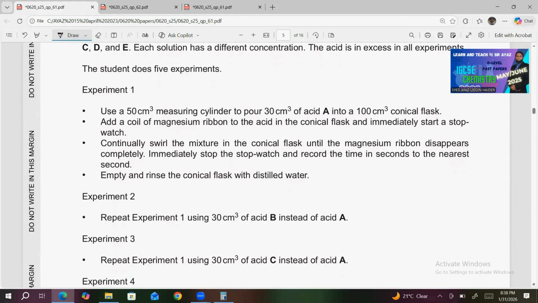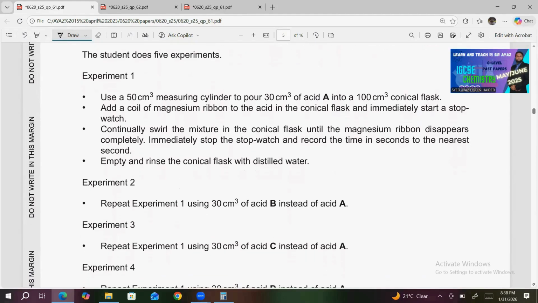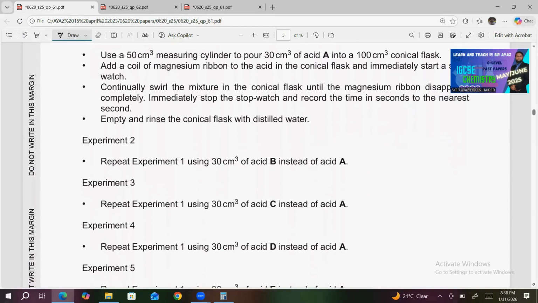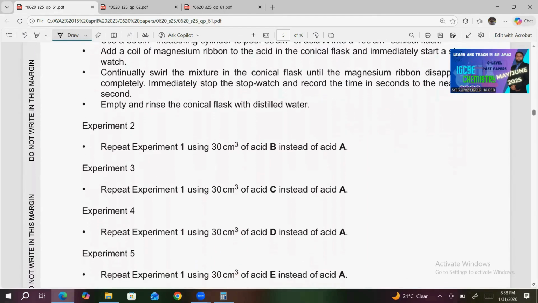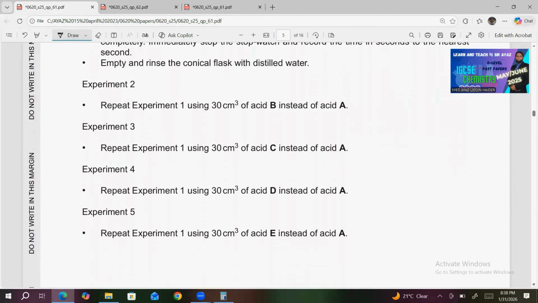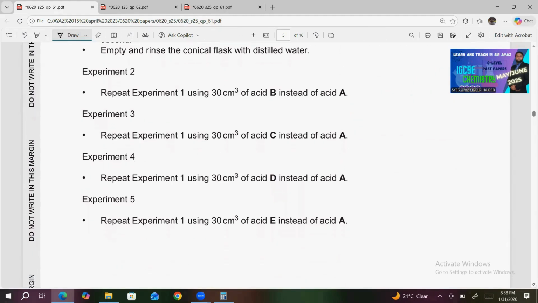Experiment 2, repeat experiment 1 using 30 cm³ of acid B instead of acid A. In experiment 3, the student repeats the same procedure. This time, acid C is used. In experiment 4, acid D is used. And in experiment 5, acid E is used.